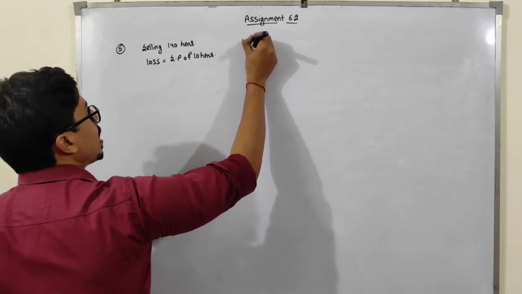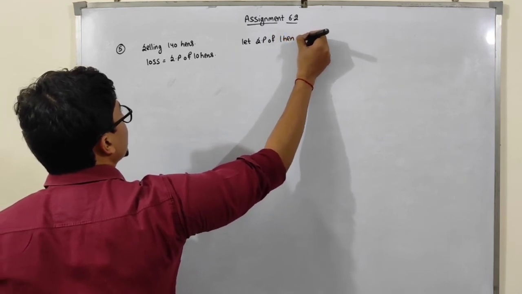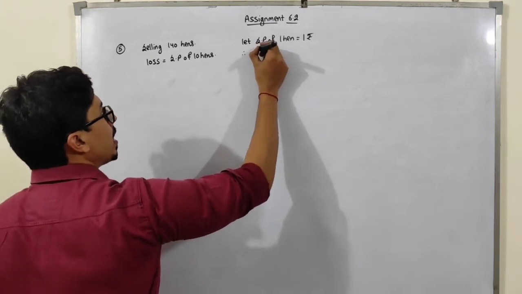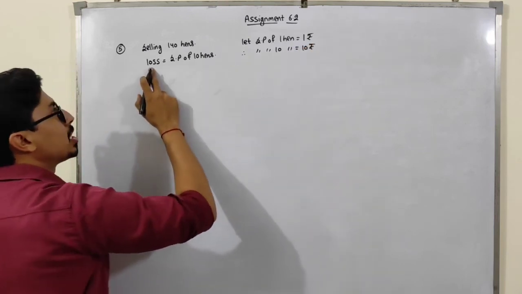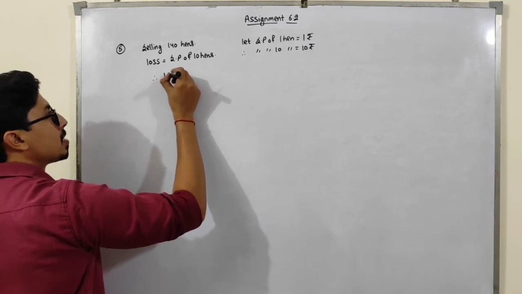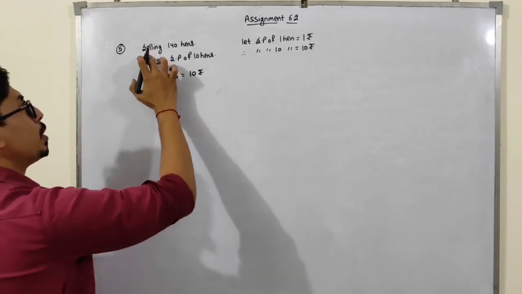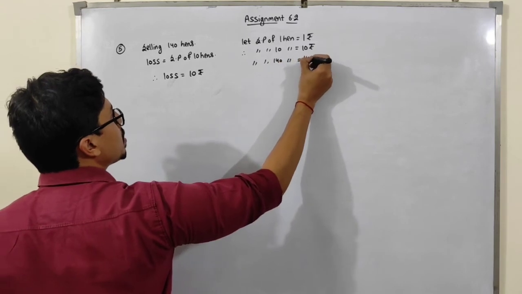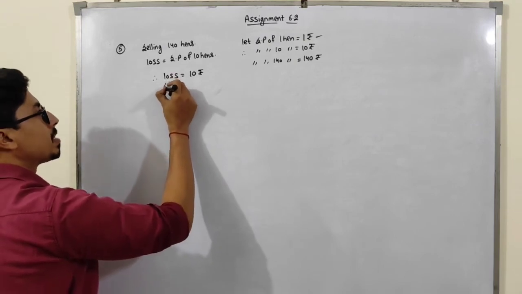Let, students, SP of 1 hen be equal to 1 rupee. I assume that SP of 1 hen is 1 rupee. Therefore, SP of 10 hens will be 10 rupees. Because the loss is equal to the SP of 10 hens. SP of 10 hens is 10 rupees. Therefore, loss is how much? 10 rupees. Okay. SP of 140 hens is 140 rupees, because 1 is given to us, so 140 will be this. SP is now 140.